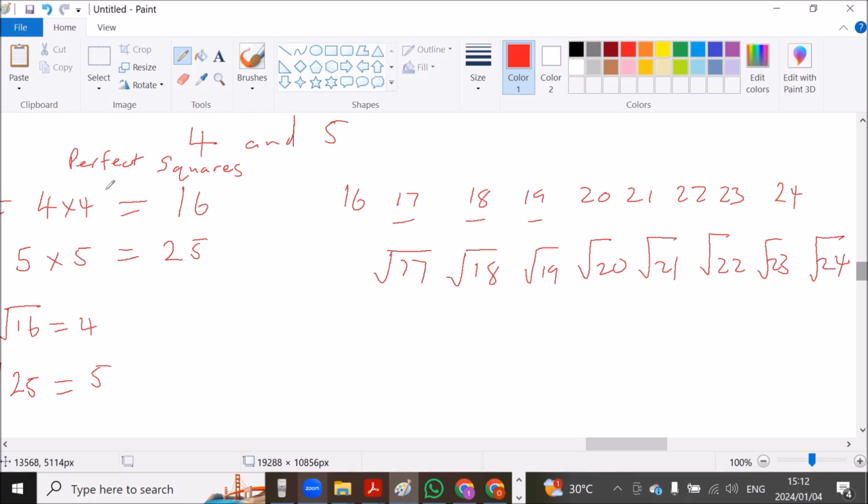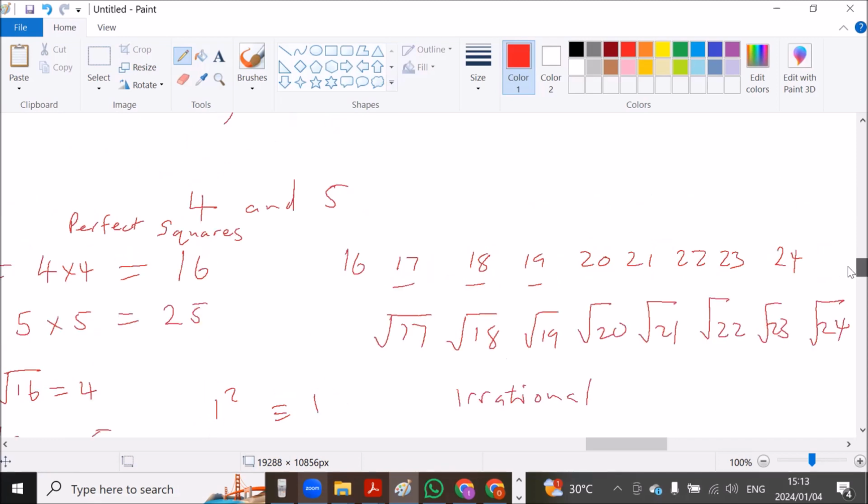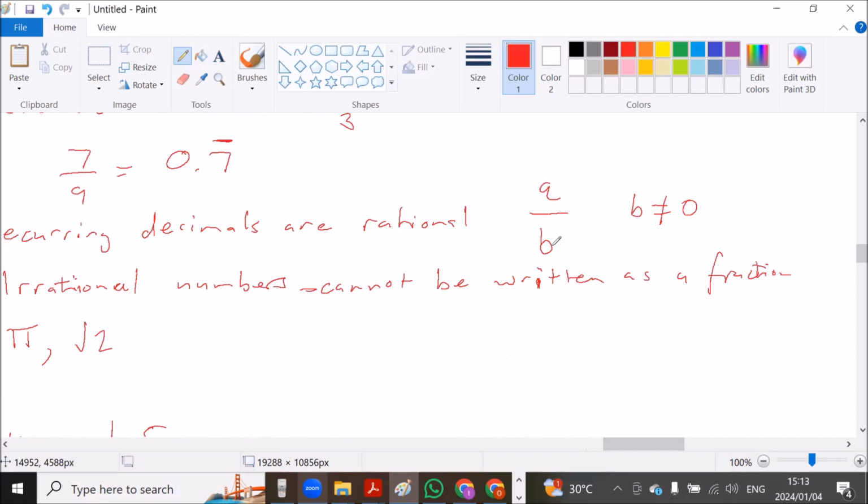Square roots of numbers between perfect squares are irrational. Our perfect squares are 1 squared, 2 squared, 3 squared. 1 squared is 1. 2 squared is 2 times 2, which is 4. 3 squared is 3 times 3, which is 9. So any square roots between these numbers are irrational. They cannot be expressed as a fraction A over B, where B is not equal to 0.